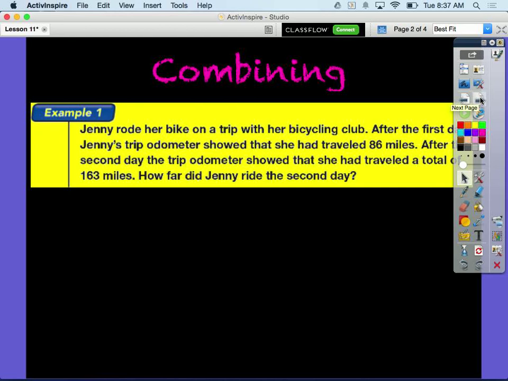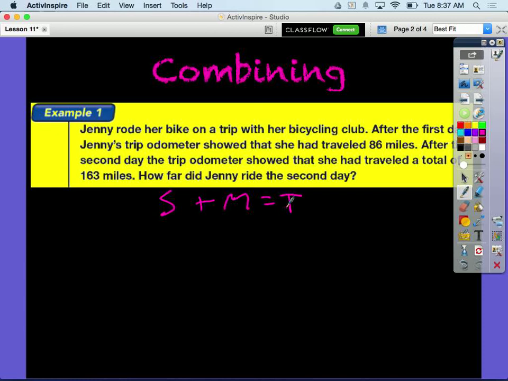So our first problem says Jenny rode her bike on a trip with her bicycling club. After the first day, Jenny's trip odometer showed that she had traveled 86 miles. After the second day, the trip odometer showed that she had traveled a total of 163 miles. How far did Jenny ride the second day? Okay. So we're going to have some plus some more, and that's going to equal our total. So the S here is going to be our first day, M will be second day, and the T will be our total.